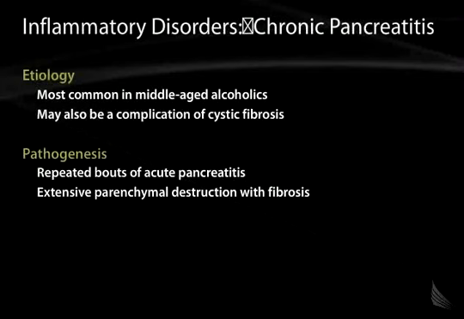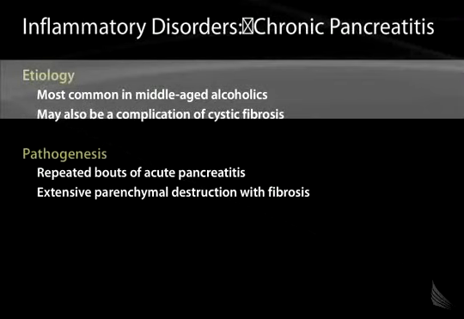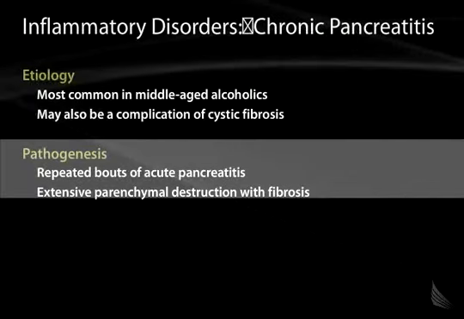Chronic pancreatitis can be seen in middle-aged alcoholics, but can also be seen as a complication of cystic fibrosis. Chronic pancreatitis is a chronic destruction of the pancreas. This can be the result of repeated bouts of acute pancreatitis or extensive parenchymal destruction with fibrosis from other etiologies, including cystic fibrosis.